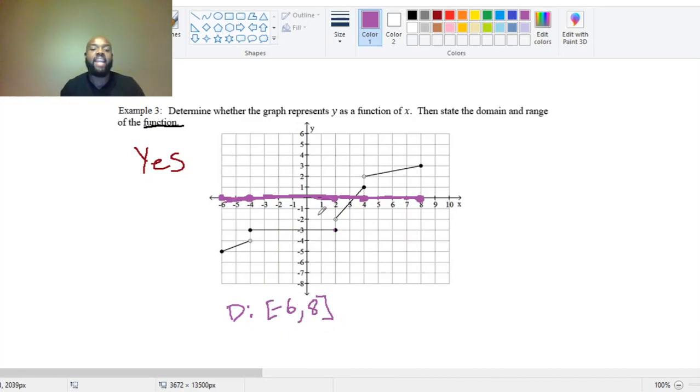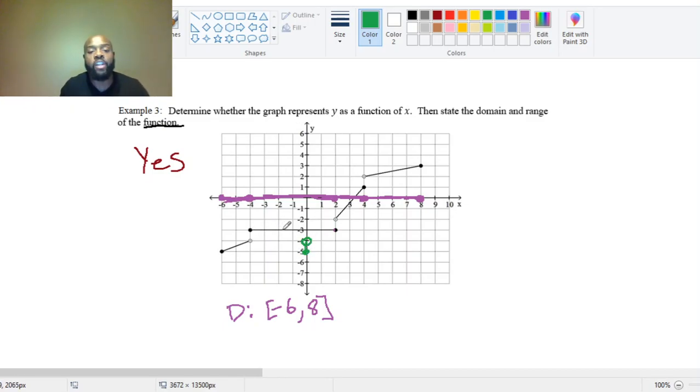Now I'm going to do a similar thing, but I'm going to focus on my range. I'll go from bottom to top. My lowest point on my graph is this point right here. It has a y coordinate of -5, so I'm going to put it there. All of the points on this line segment include all the y values up until I get to -4. But at -4, I have to have an open circle because I don't include that. So the values from -5 to -4, not including -4, are included in my range.